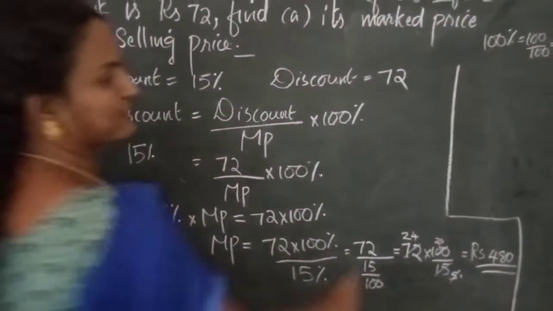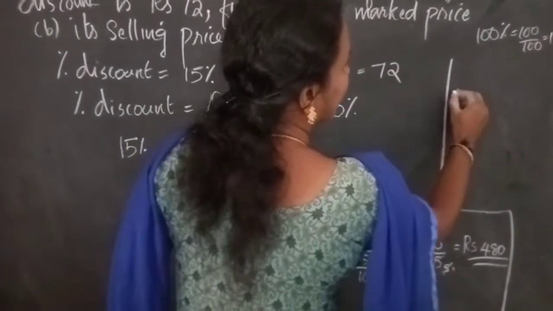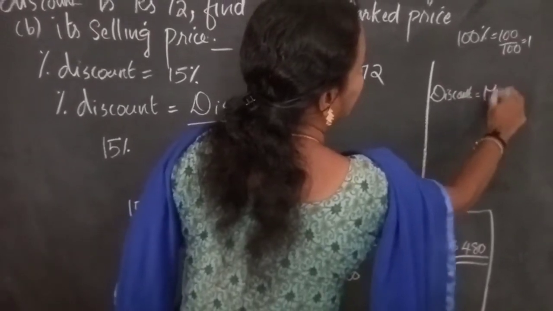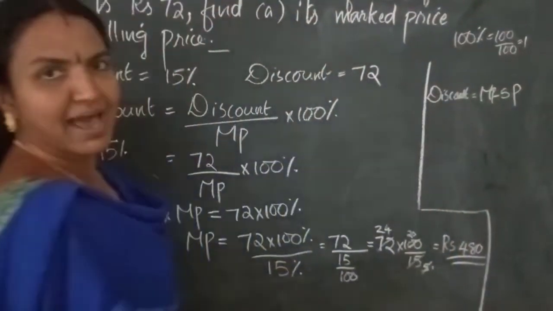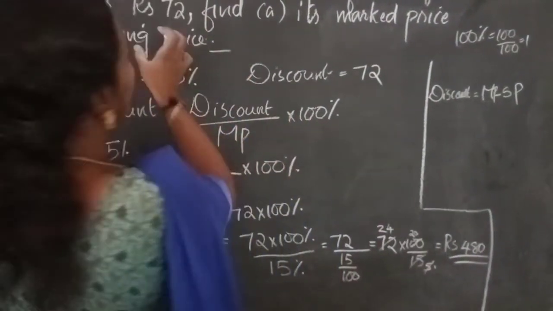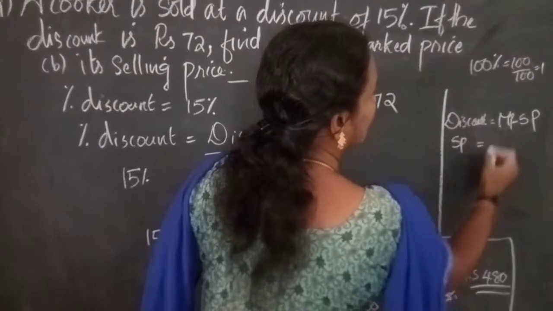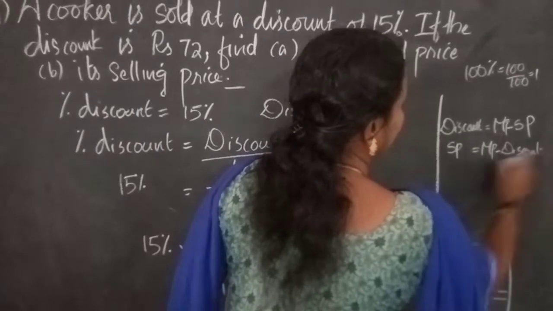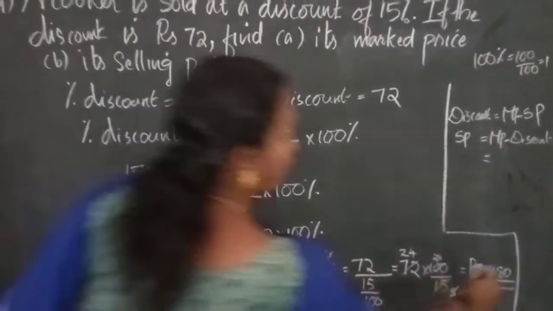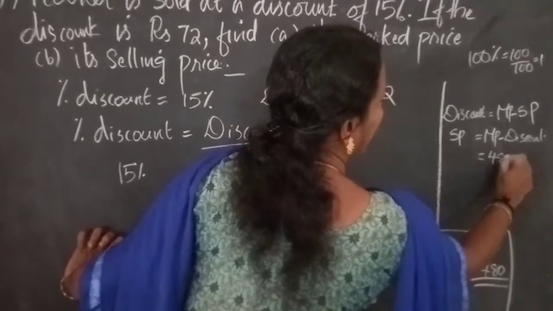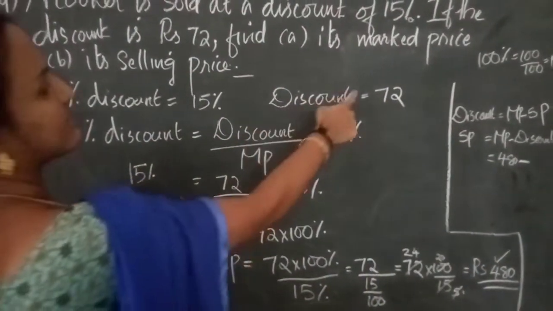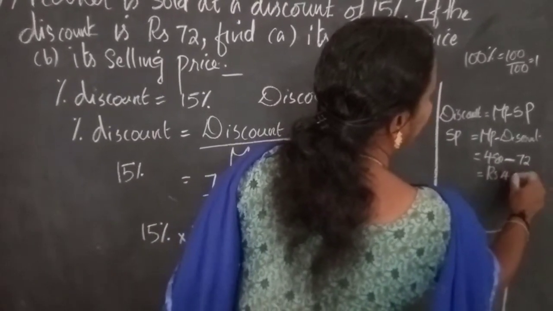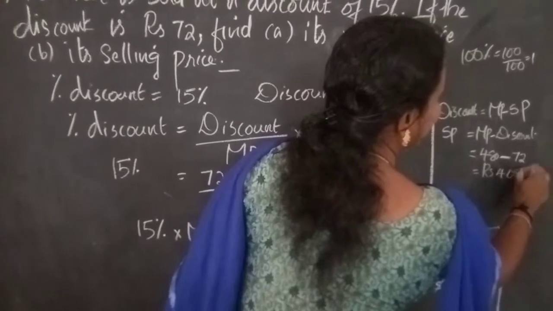Next we have to find the selling price, SP. So you know the formula: discount is equal to market price minus selling price. So selling price is equal to market price minus discount. The market price is 480. So 480 minus discount, which is 72. So 480 minus 72 is rupees 408.